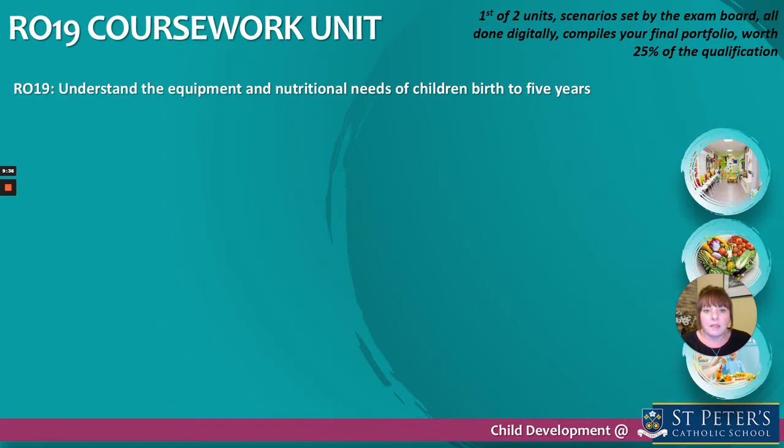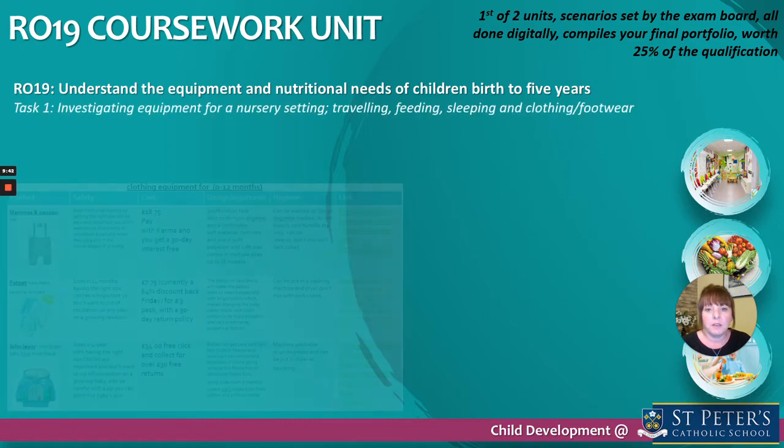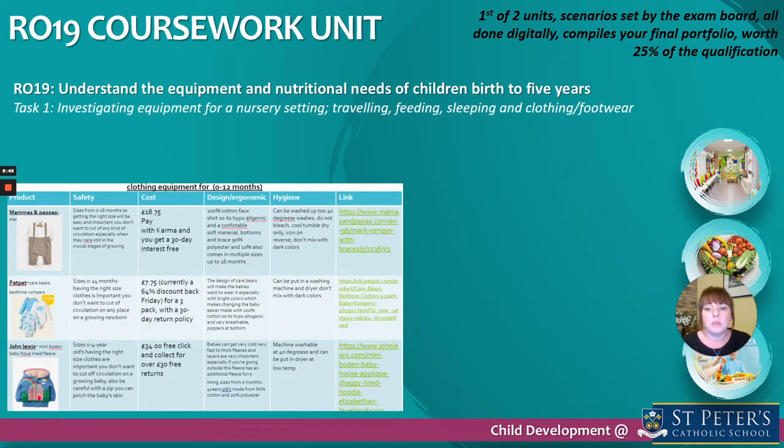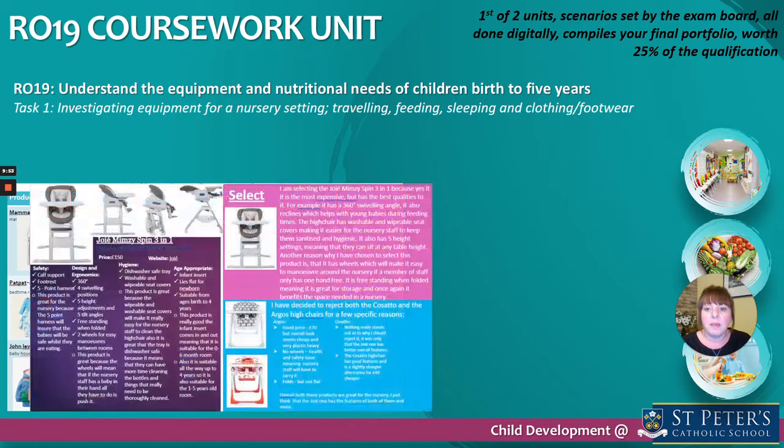The coursework then starts in year 10, and there are 2 big units that get bolted together to make a big portfolio. And some of the examples of things we do. So nursery equipment, the students have to look at safety, design and ergonomics, choosing equipment for a scenario and making choices from that, so which ones they're selecting based on those factors.